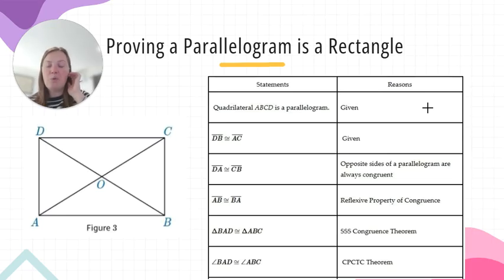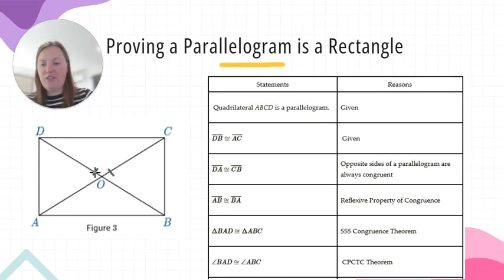Now, we are given that quadrilateral ABCD is a parallelogram, and we're given that the diagonals are congruent to each other. We want to prove that this parallelogram is in fact a rectangle. So we know that this is a parallelogram, and we know that DB, this one here, is congruent to AC.